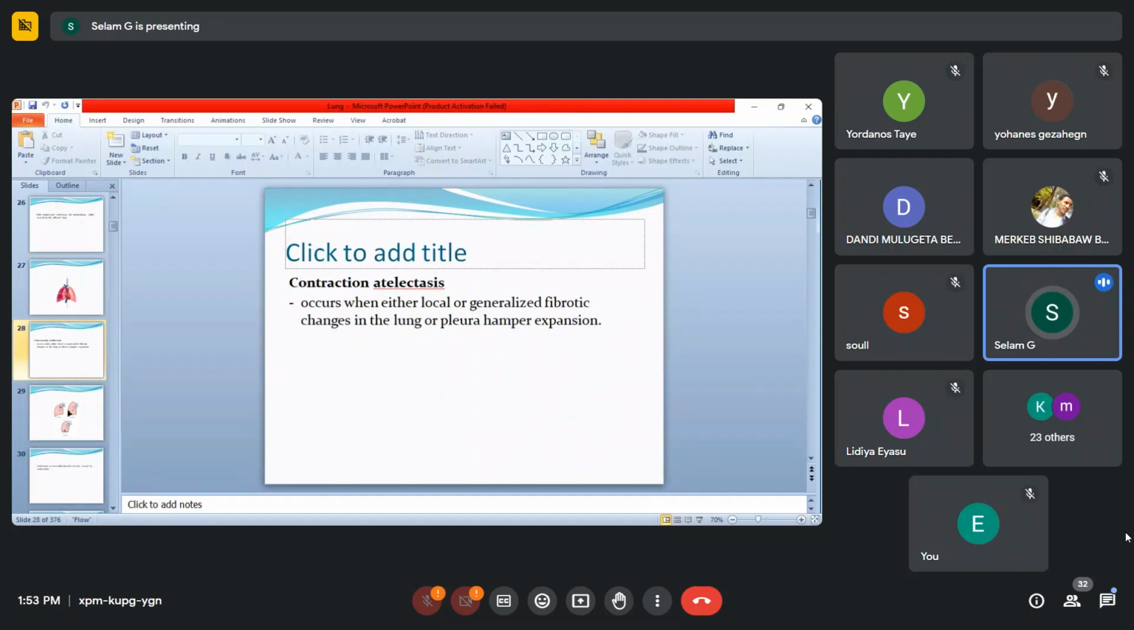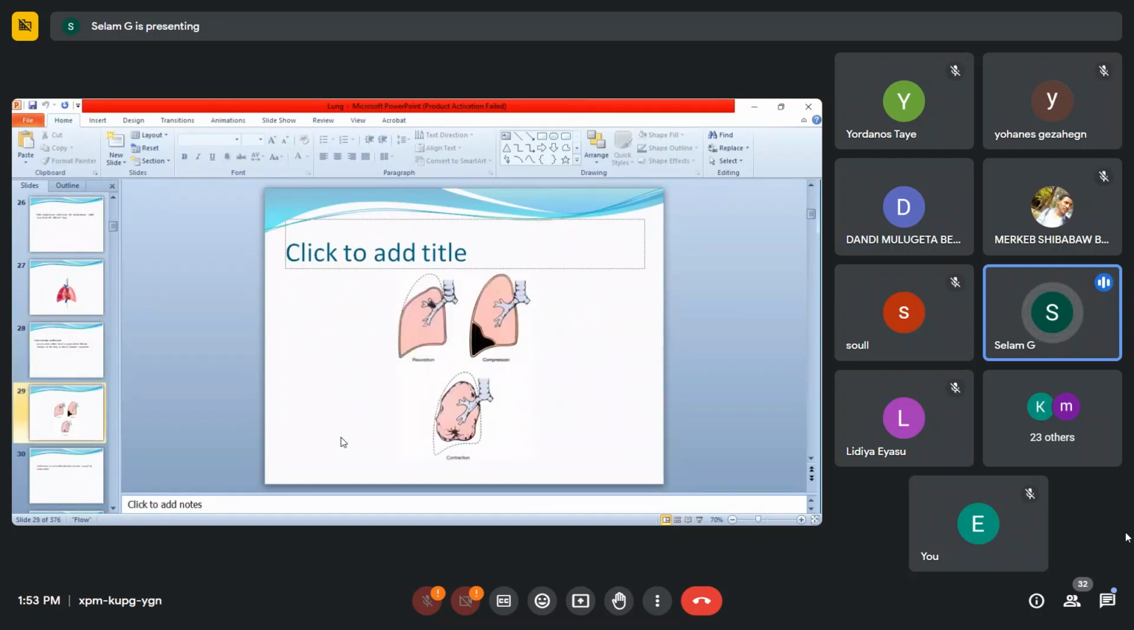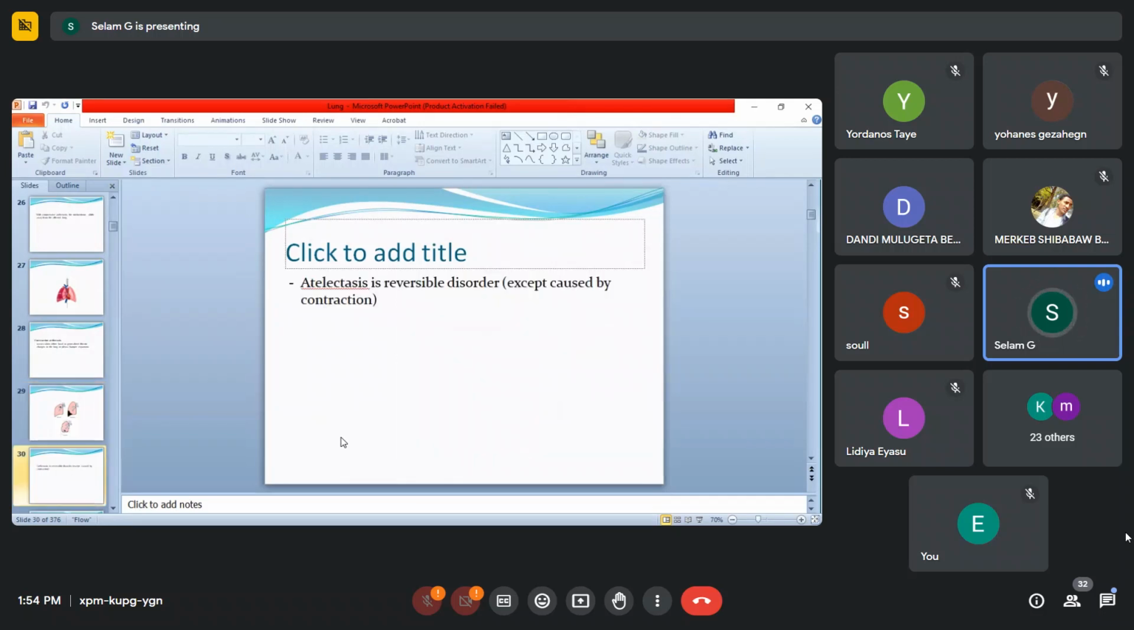The other is contraction atelectasis. It occurs when either local or generalized fibrotic changes in the lung or pleura hamper expansion. So in general, there is resorption, compression, and contraction atelectasis. Atelectasis is a reversible disorder except when it is caused by contraction, because the parenchyma is already contracted due to various pathological conditions. It's like a scar has already formed when it's contraction atelectasis.